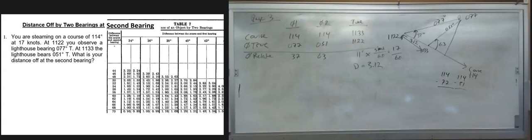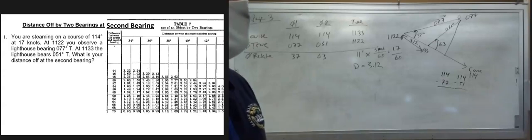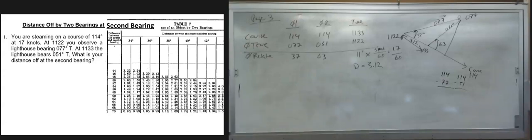Great. Now, what we're going to do is look up at the top. What does that say right there? Difference between the course and the first bearing. Okay, Joe, which one of these is the difference between the course and the first bearing? 37. Great. So I'm going to look for 37.